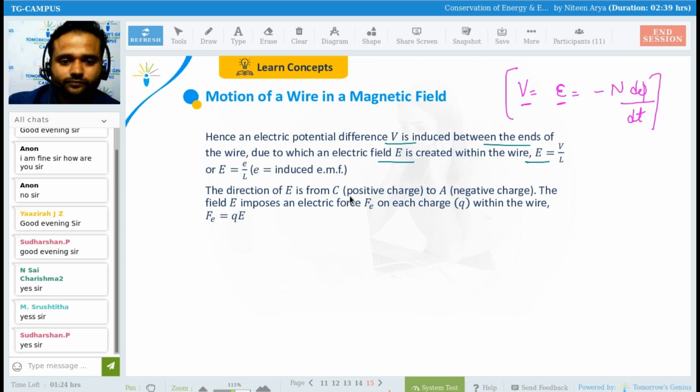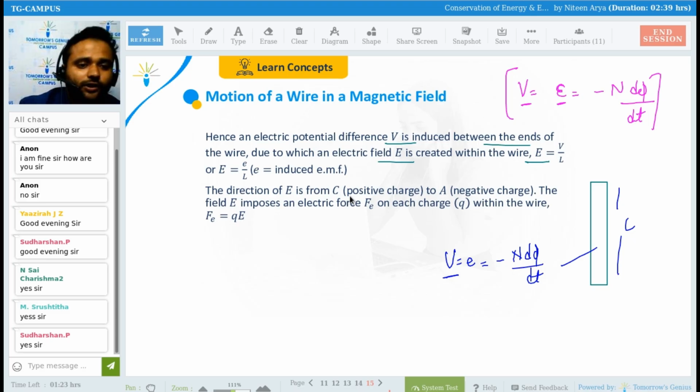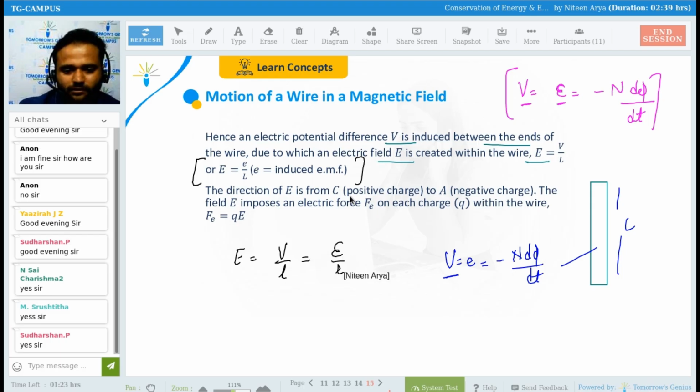If it is a wire of length L and there is a potential difference between the ends of this particular wire, the potential difference is V equals E equals minus N dΦ by dt. So due to this potential difference, there is an electric field also. So this is your induced electric field. E equals V by L first of all, and that is going to be E by L.